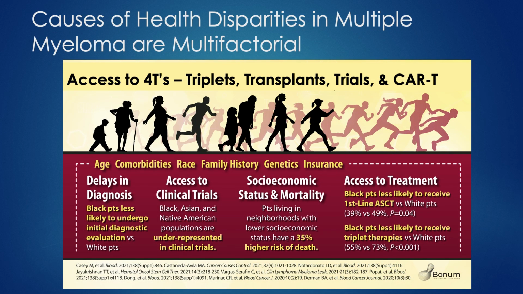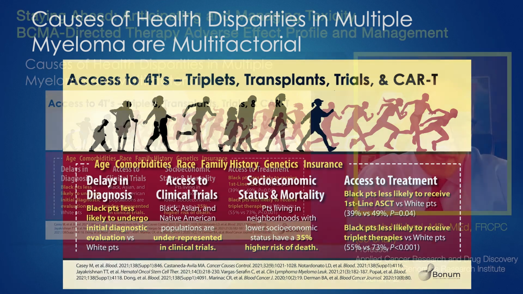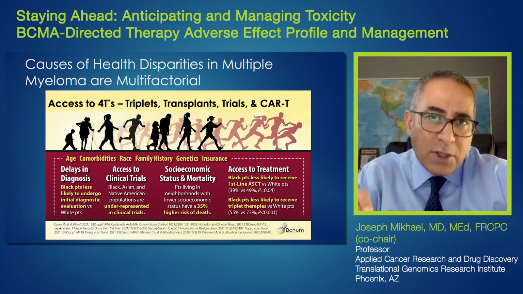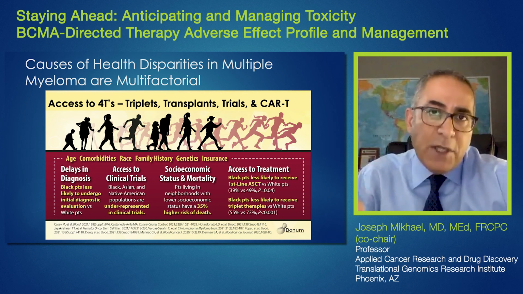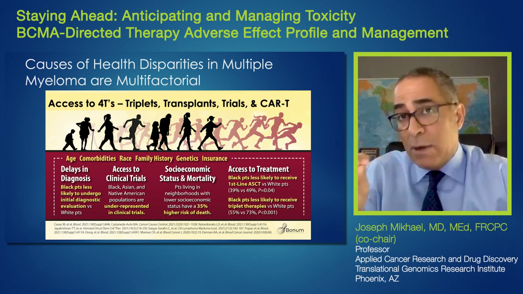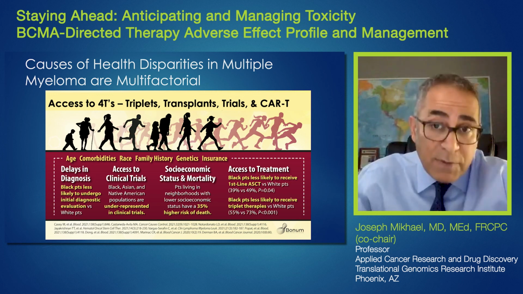And as you see here, we often talk about those 4 T's. Triplets, transplants, trials, and now even CAR T, we have data emerging around less access. And we know that triplets have dramatically improved outcomes in myeloma, as have autologous stem cell transplants and indeed clinical trials and now CAR T. And so these things can reduce access for a whole host of reasons. Socioeconomic status is clearly related to mortality in multiple myeloma. So it's not just a pure access issue. We know that many of those other features, socioeconomically speaking, are associated with more comorbidities and obviously types of insurance.